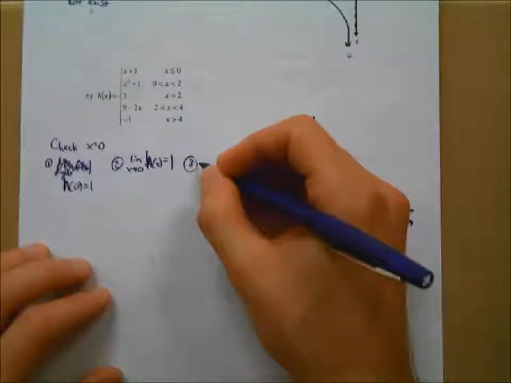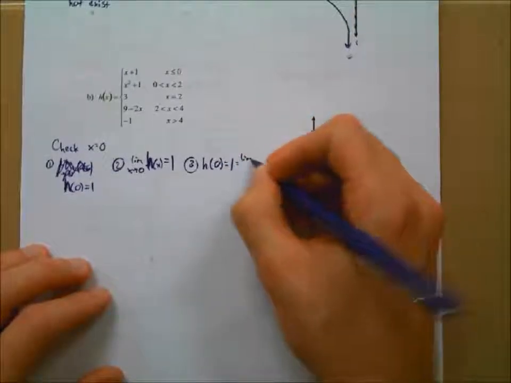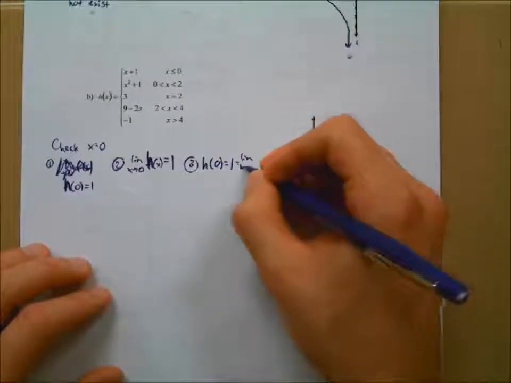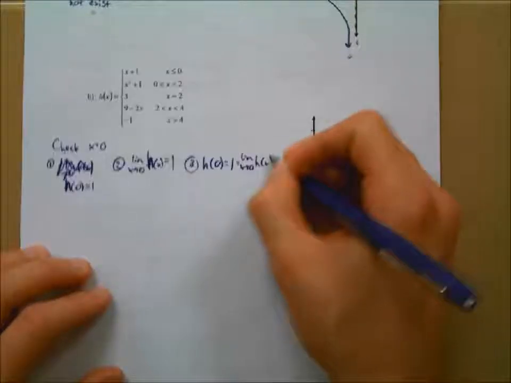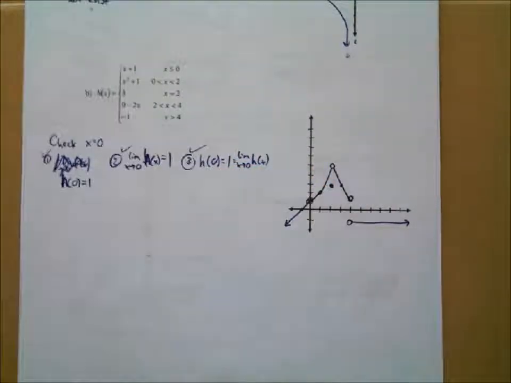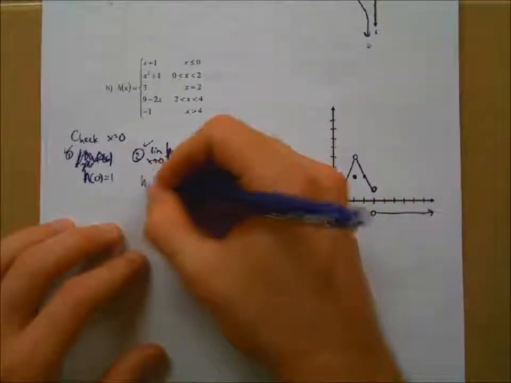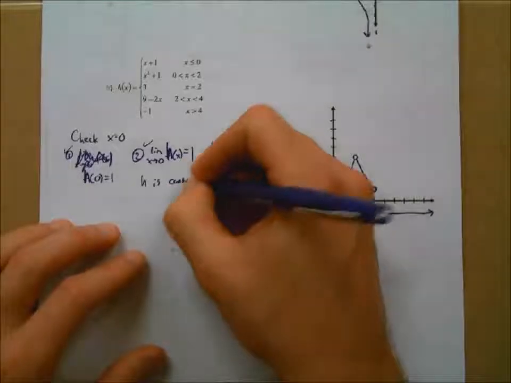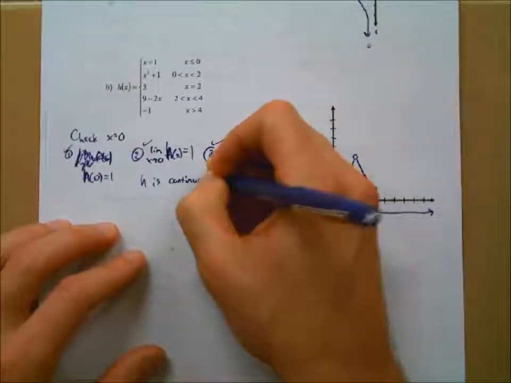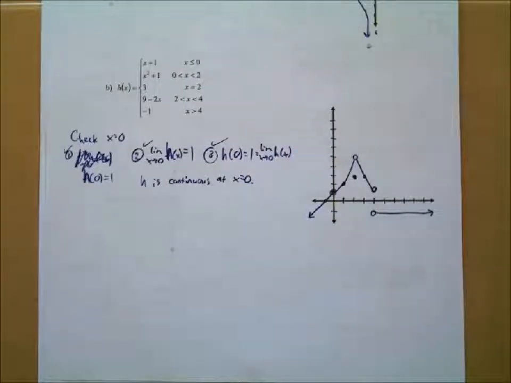And then finally, step 3, h of 0 equals 1, which is equal to the limit as x approaches 0 of h of x. And so there we have our 3 pieces. Check, check, check. We can now show that the function h is continuous at x equals 0.